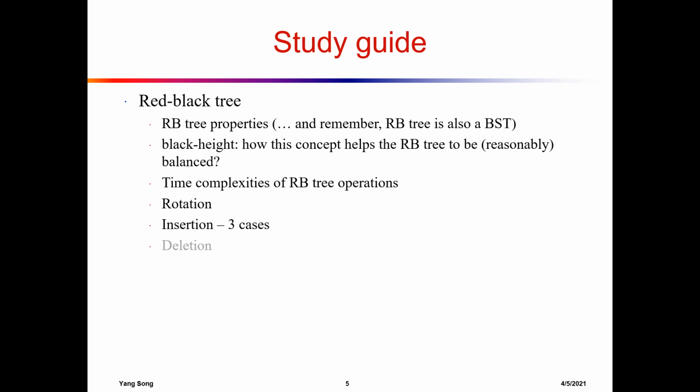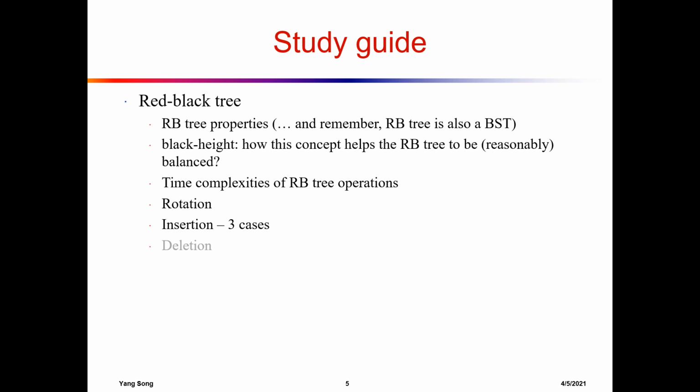Okay, so for the binary search tree property, they also apply to the red black tree. And there is a very important concept called black height, and you need to understand how to compute the black height and why this concept is important to keep the red black tree reasonably balanced. Okay, and for the time complexity of the red black tree operations, for example, insertion, deletion, and search, and then getting the max, getting the min, etc.